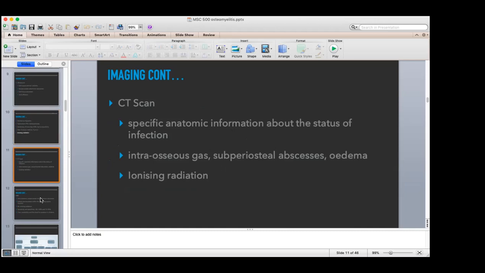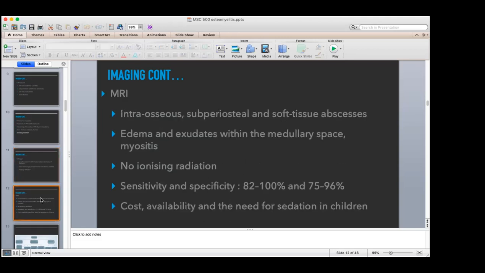Okay, CT scan, it's very good. It gives us specific anatomical information. It tells us the status of the infection. How far is it? Is it involving the bone only? Is it involving the adjacent soft tissues? It will show us intraosseous gas. We'll see subperiosteal abscesses. We'll be able to pick any edema if it's there. And unfortunately, again, it's ionizing radiation. So it is not that safe. So you have to weigh your benefits versus the risk.